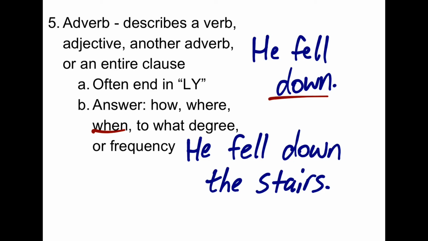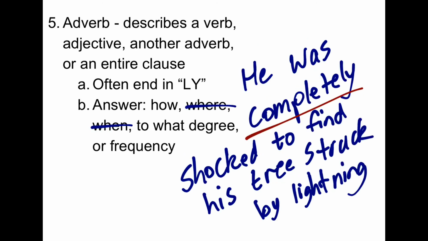In this first sentence, he fell down. Down is an adverb that tells you where. In this second sentence, it's a preposition because it has this object, the stairs. To be continued. In a sentence like, he was completely shocked to find his tree struck by lightning, completely answers the question, to what degree?